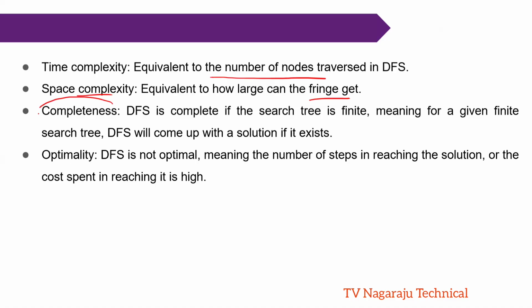The property completeness means, suppose your search tree is finite, then we are generating some solution. If the search tree is infinite, there is no guarantee of solution generation. Optimality means DFS is not at all optimal; for reaching the solution it takes any number of steps. Anyway, you understand the basic approach of DFS.